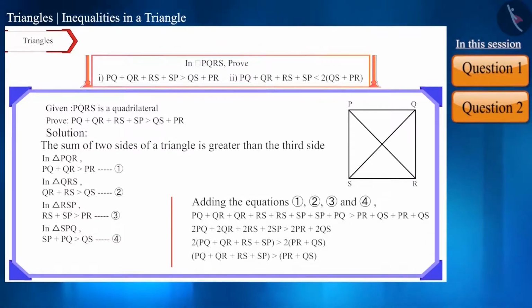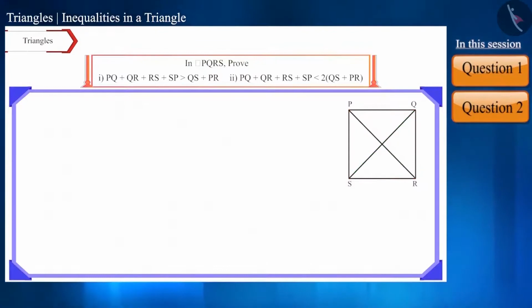And thus we proved that the sum of the four sides of a quadrilateral PQRS is larger than the sum of its diagonals. Let's move to the second question. Here we have to prove.